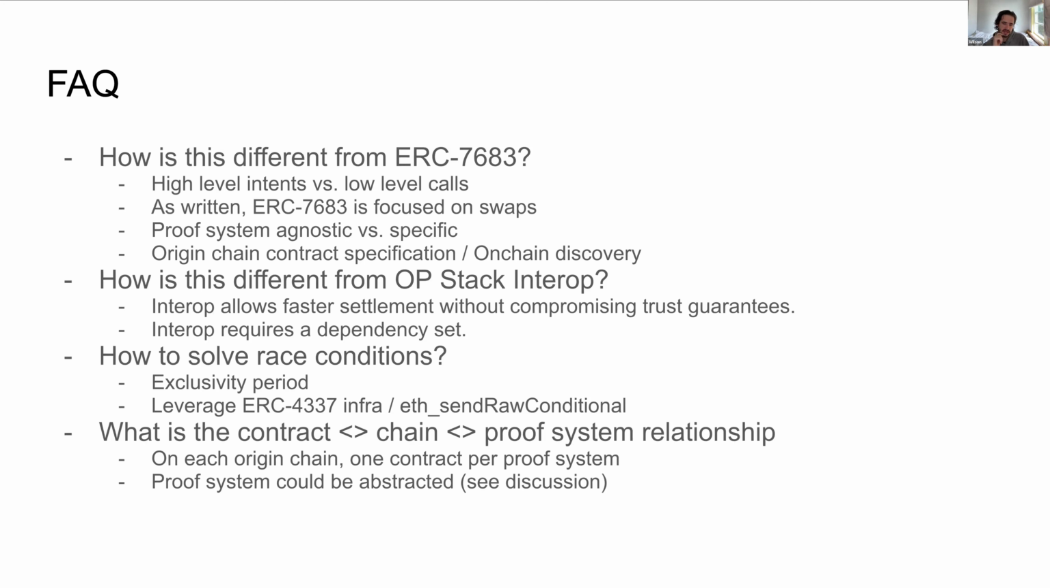How is this different from OP-Stack interop? And again, I'm just talking through these. I don't consider myself an expert on any of these, so I'm happy to be corrected. So interop allows faster settlement without compromising trust guarantees. In the system I described, the filler is taking their own risk. If I see this request from the origin chain and I immediately fill it on the destination chain, I'm taking some risk that the origin chain is going to be reorged and that reward is never going to be paid out.